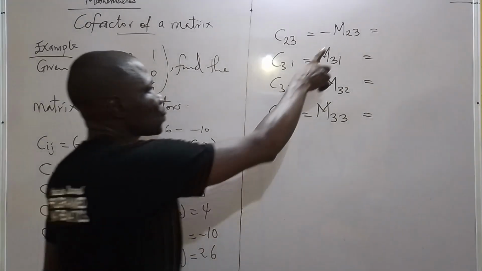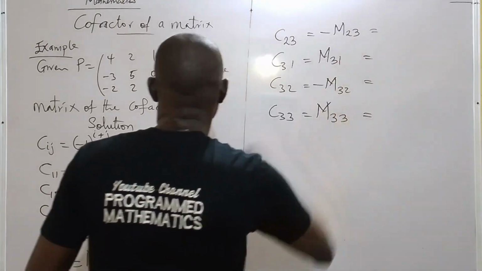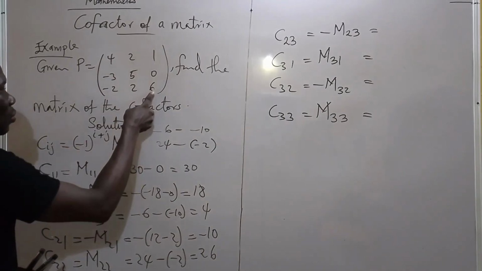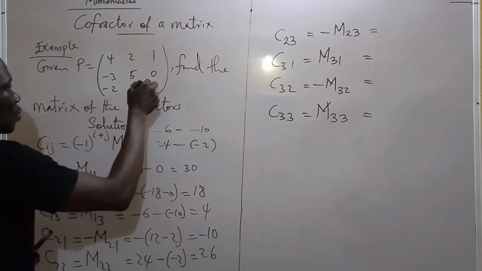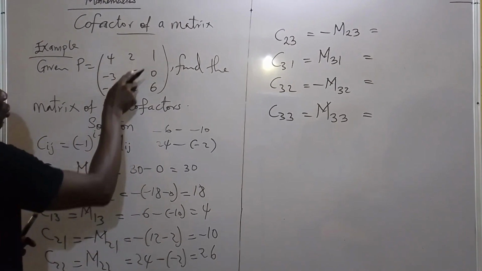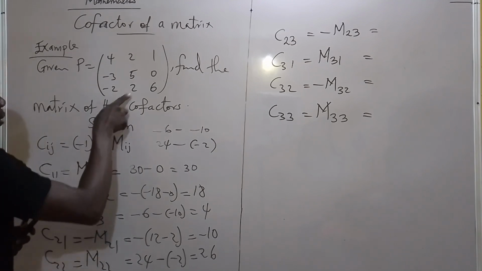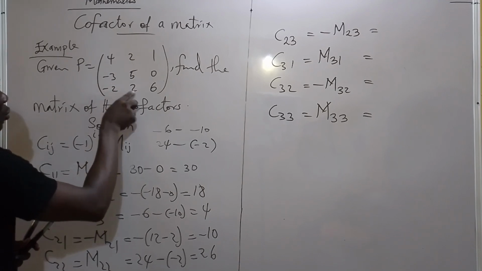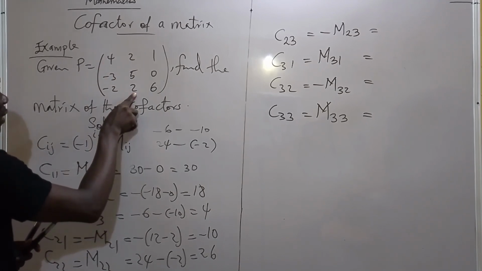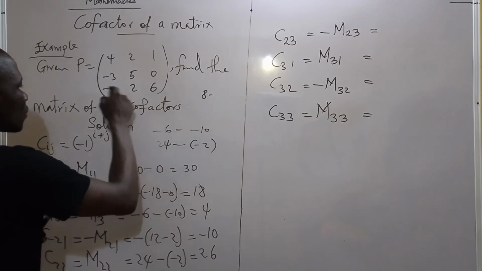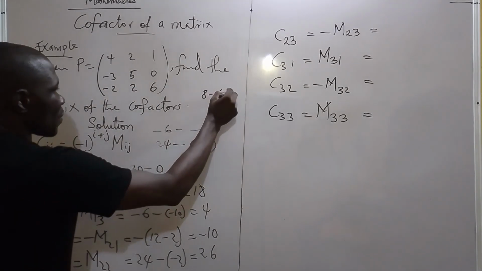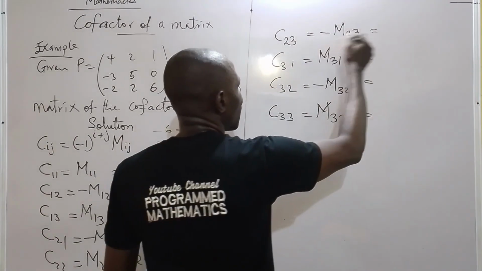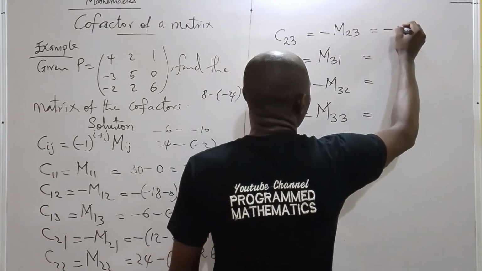Then for M23, second row, third column. Second row here, third column deleted. So we are going to be having 4, 2, minus 2, and 2 left. Second row, third column, 4, 2, minus 2, 2. 4 times 2 is 8. So we have 8 minus 2 times 2 is minus 4. So 8 minus 4. But there's a minus here. So this is minus 12 altogether.